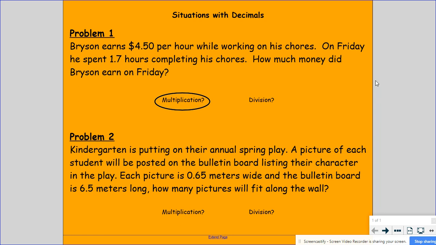So in my head, I'm imagining this long bulletin board and then these smaller pictures. And so I'm trying to figure out how many of those will fit. So I need to take that large number and divide it into these smaller pieces for those pictures to fit. So when we are taking something larger and breaking it up into smaller pieces, then I know that's going to be division.